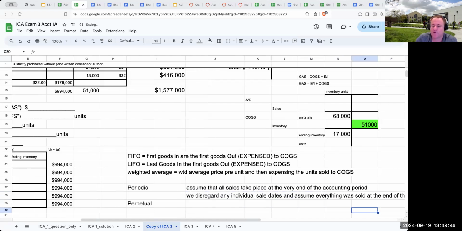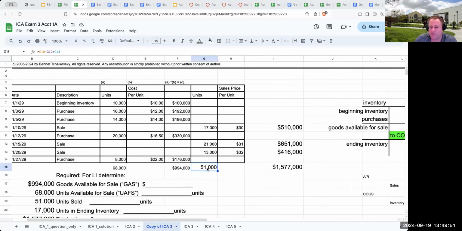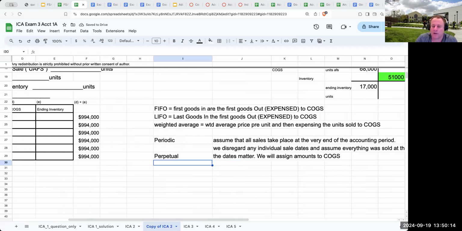So for periodic, for these 51,000 units, we would assume it was sold at the end of the period, or on November 30th. That's the assumption we're making. In perpetual, the dates matter. We will assign amounts to cost of goods sold according to the sale dates. So that's what perpetual means.